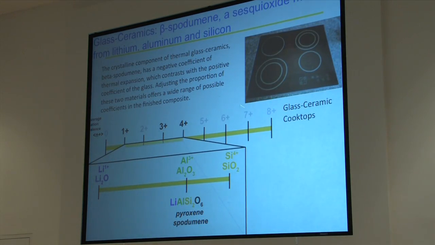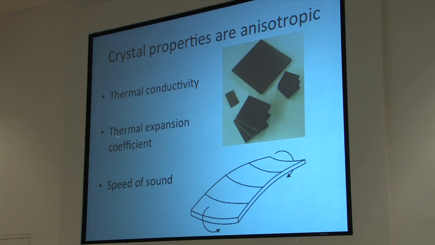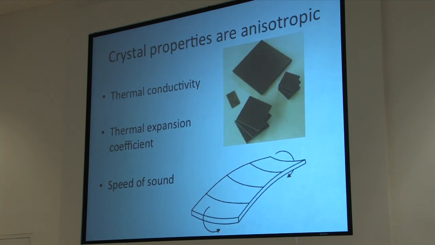And they're on glass ceramic cooktops, specially designed with different crystals that have different thermal expansion coefficients so that the net thermal expansion coefficient of the glass ceramic is very small, and that allows you to have these ceramic cooktops. Again, I told you that thermal conductivity and other properties can be anisotropic. That means it's different in different directions for crystals, and that will be important in one of the activities we'll do next. And so that can make a difference in the speed of sound. It goes different speeds in different directions in a crystal. It has a difference in the thermal expansion coefficient and thermal conductivity in many properties.